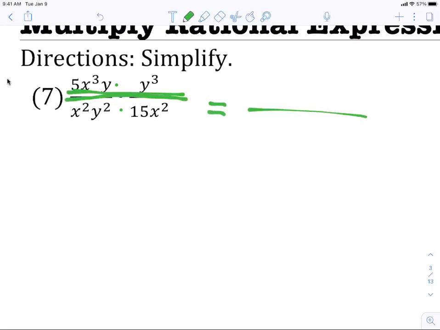So on the top, we have a 5. I would multiply this by any other numbers that are there, which there aren't any. X's, there's no other X's there, so I'm going to leave the x cubed. Y's, on the other hand, I have 1 y here, and I have 3 here, which means I have a total of 4. On the bottom, the only number I see is a 15.